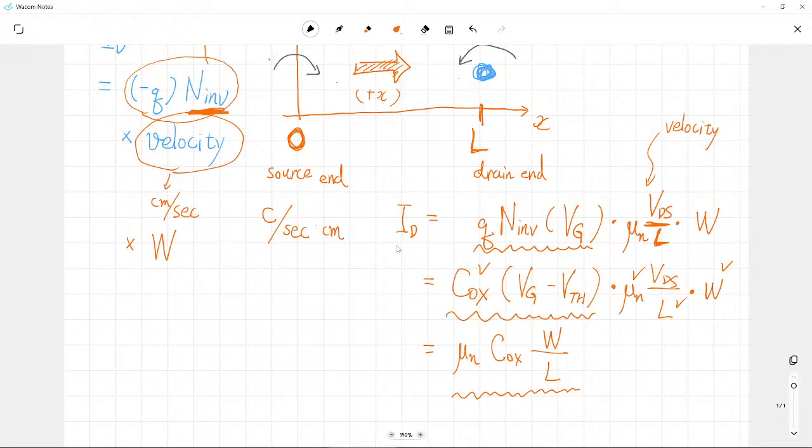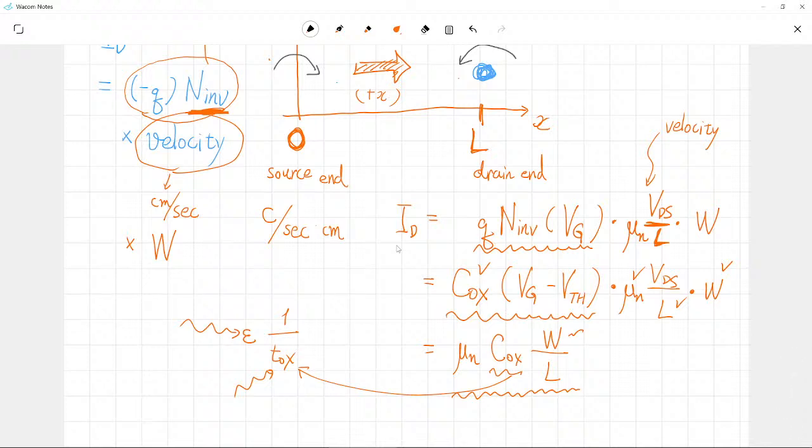And here also COX is not only a function of epsilon of that material, but also a function of oxide thickness. So once we keep the material composition, think about just pure silicon dioxide. However, just by reducing the oxide thickness, you can increase the COX. Okay, so now you understand.